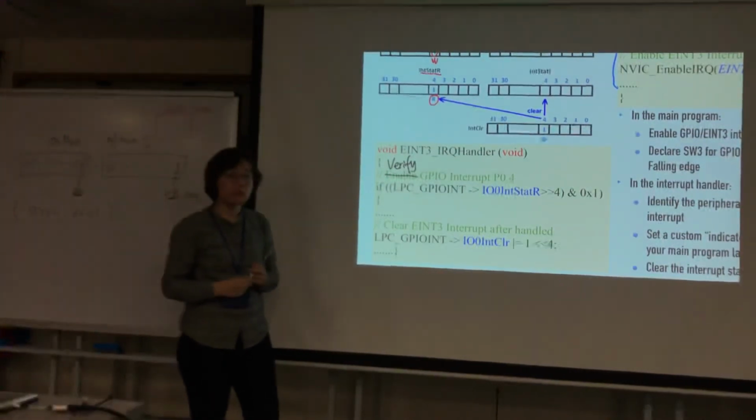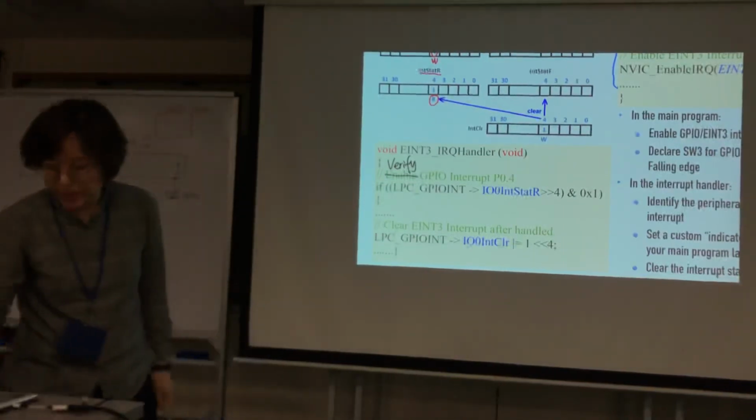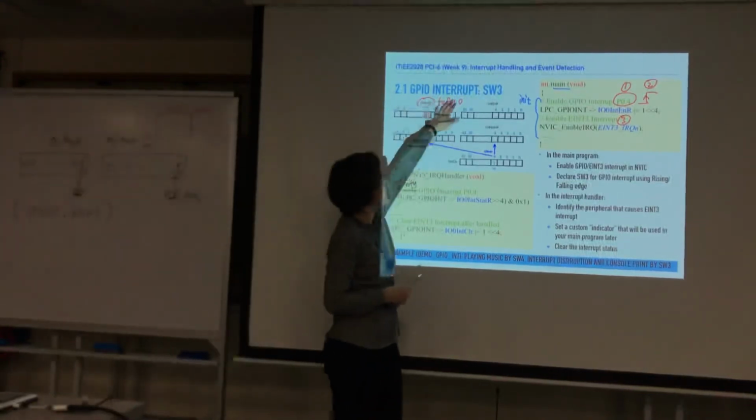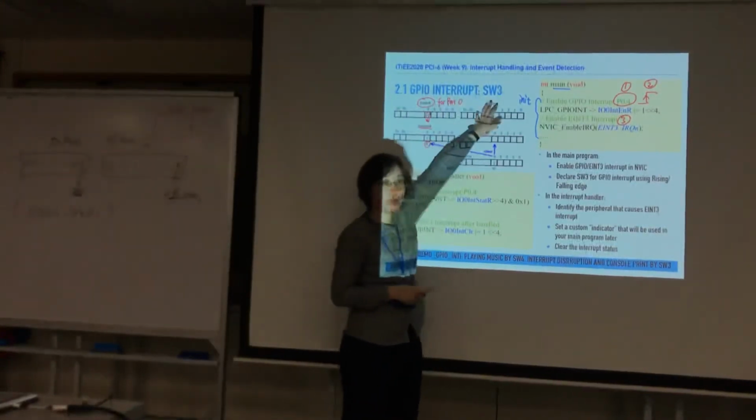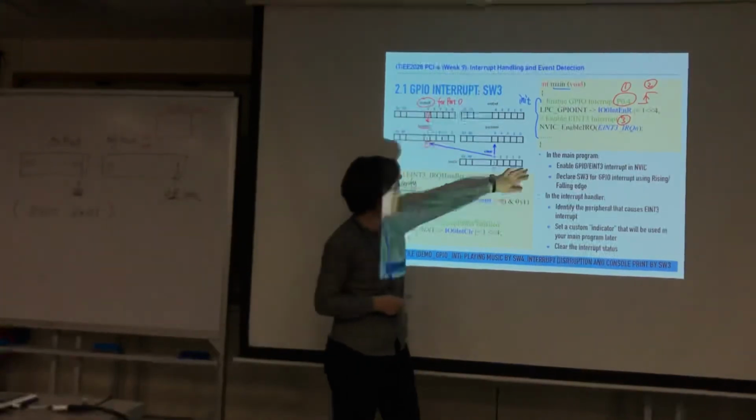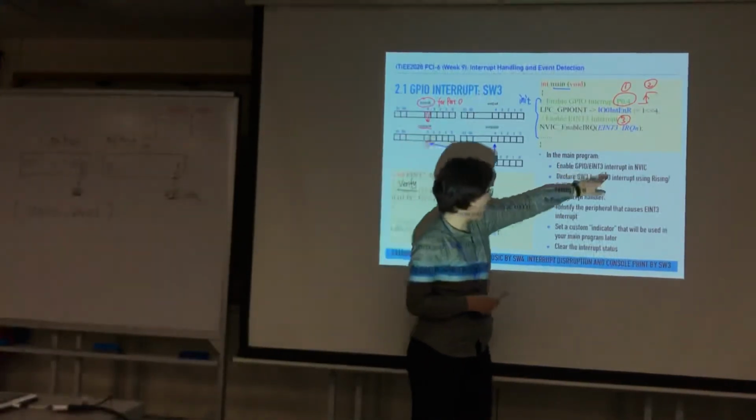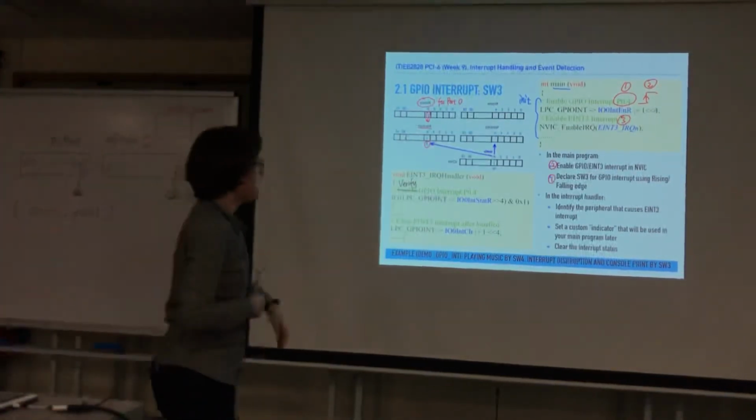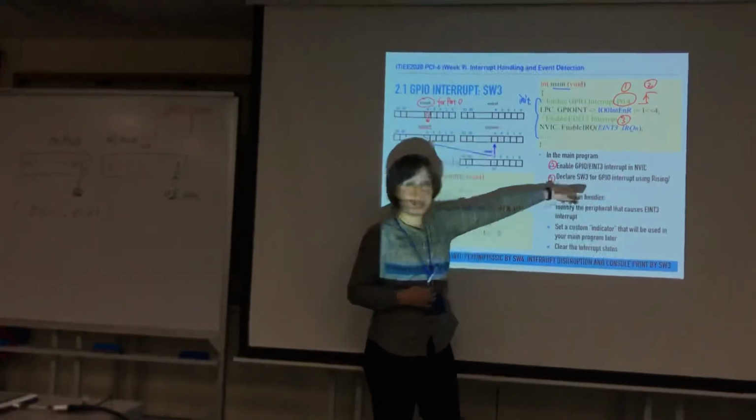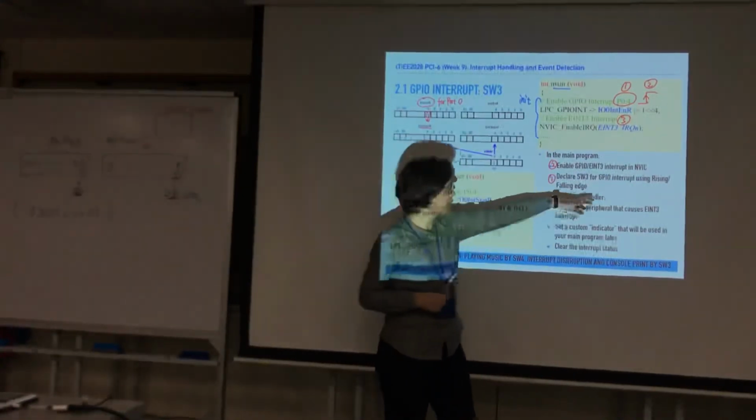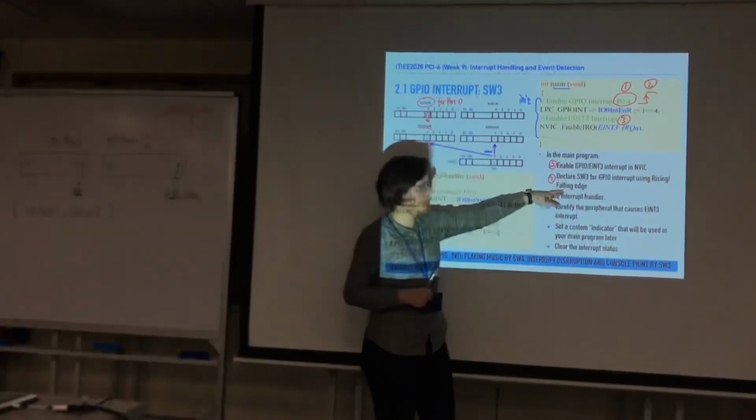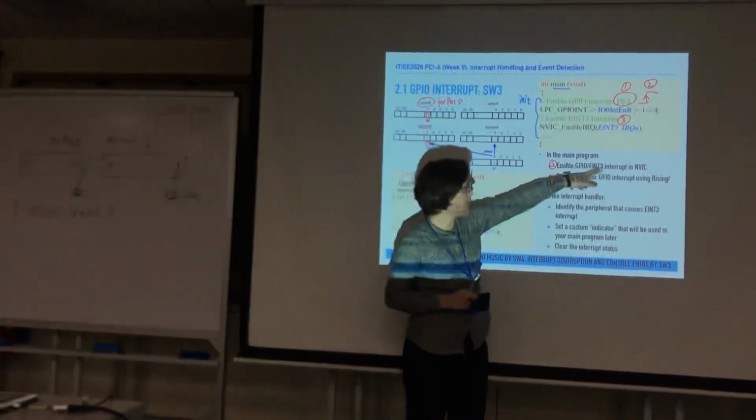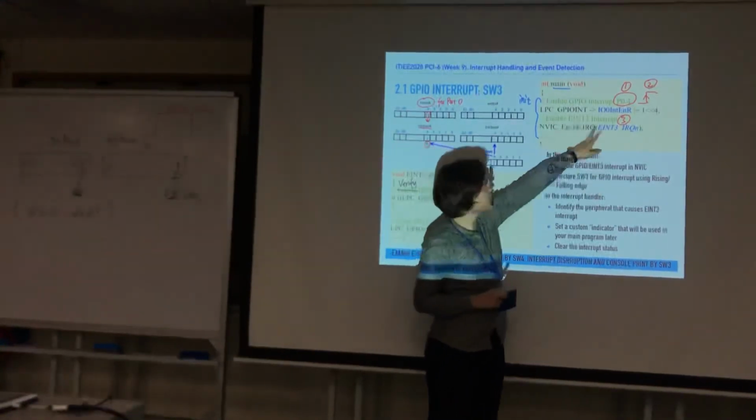Okay? So this is the entire flow to create a GPIO interrupt for SW3. To summarize, in the main program, you need to enable, okay, so basically this is the second one, this should be the first one. You need to declare SW3 as an interrupt, that particular pin, 0.4, okay? And you also want to inform your NVIC whether you are using the falling or rising edge. And then you turn on your ENT3 interface, okay?